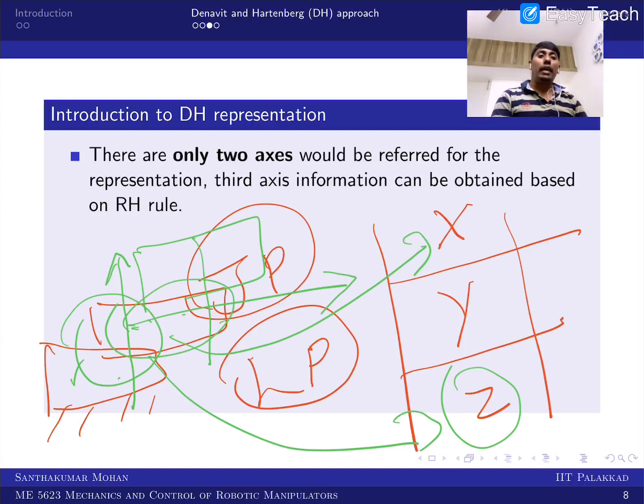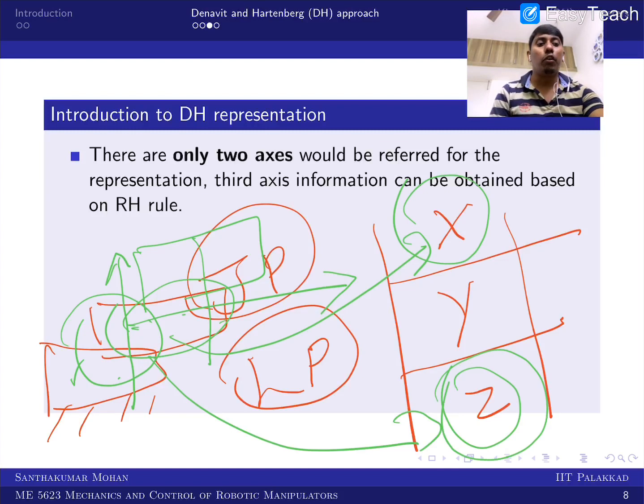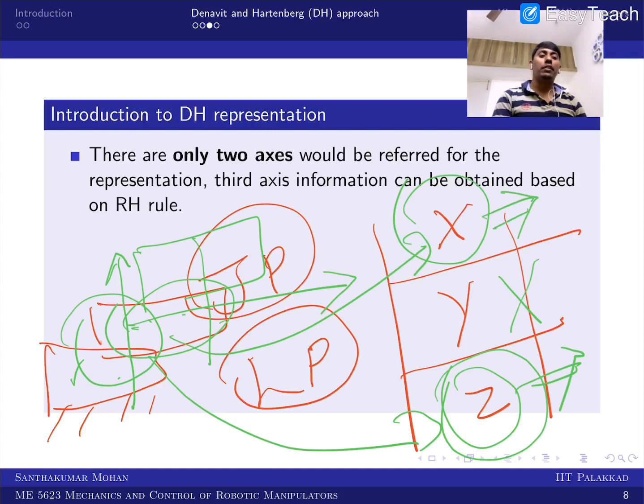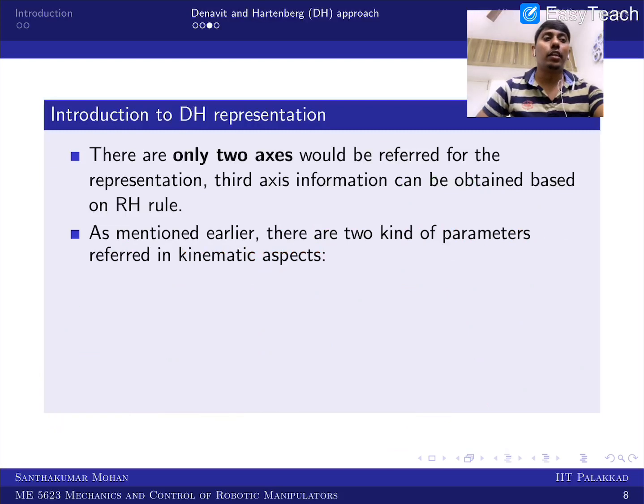Then one can ask, sir, why can't we put it in the Y axis? Yes, you can put it, but Denavit-Hartenberg put X for link, Z for joint, and Y for none. So two parameters are associated with the Z axis, and two parameters are associated with the X. The Y axis parameter is inherent, and no further information is required. That is what Denavit-Hartenberg have done.